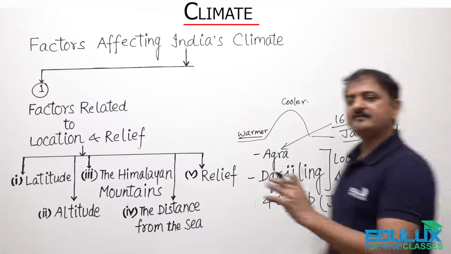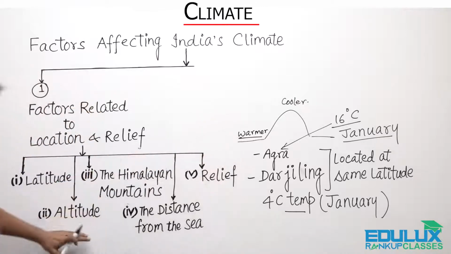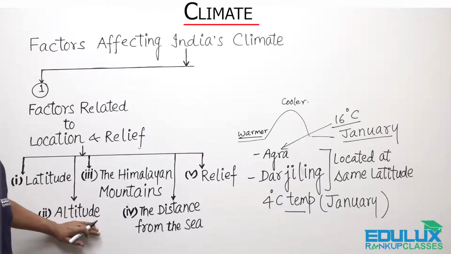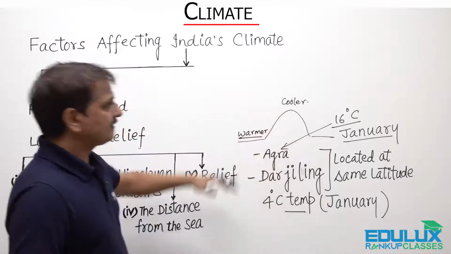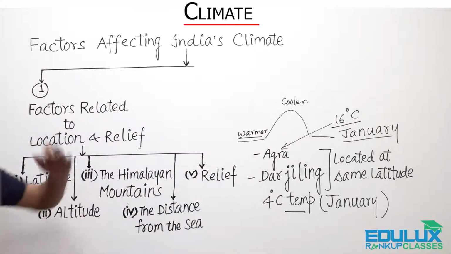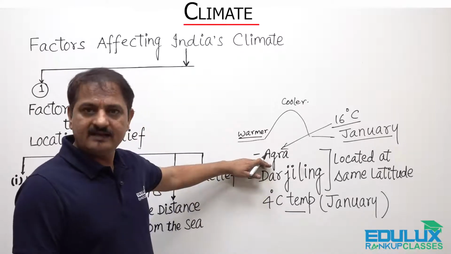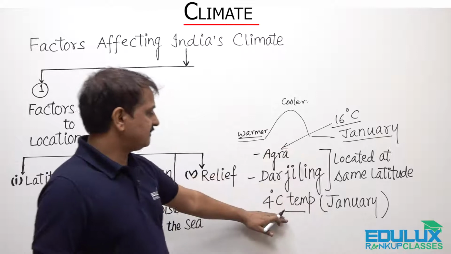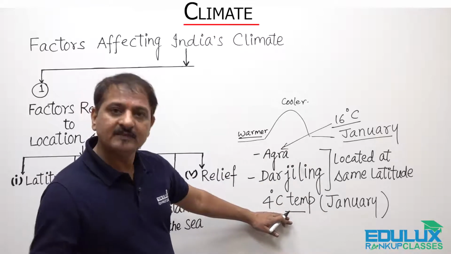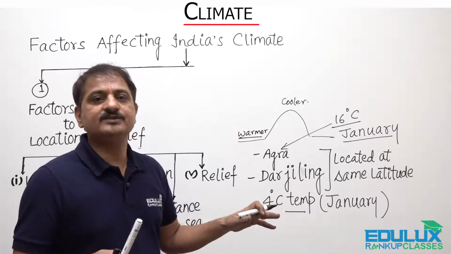So this is the difference of altitude, that is, height from the mean sea level, right? So altitude also affects or controls India's climatic conditions. And you know, children, as we move higher from the mean sea level, the temperature decreases, and so with Agra and Darjeeling. Agra is located in a plain area, and Darjeeling is a hilly area, right? So even though both places are at the same latitude, we have a variation of temperatures in the month of January.